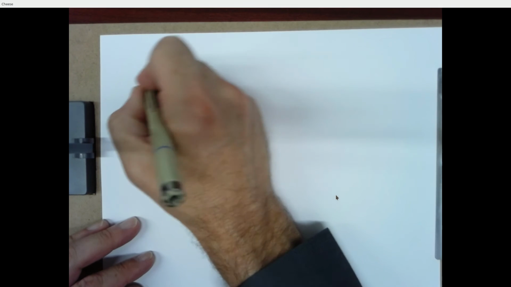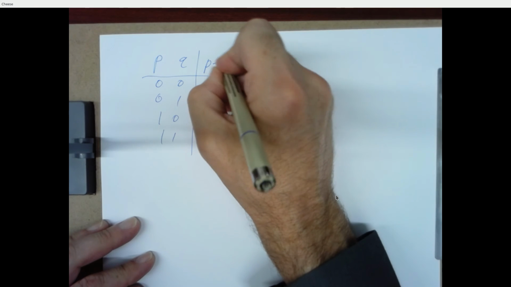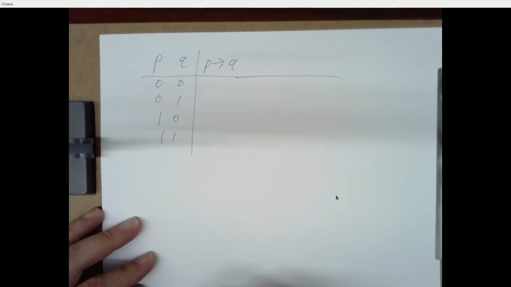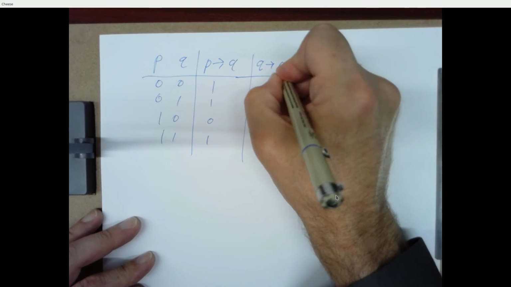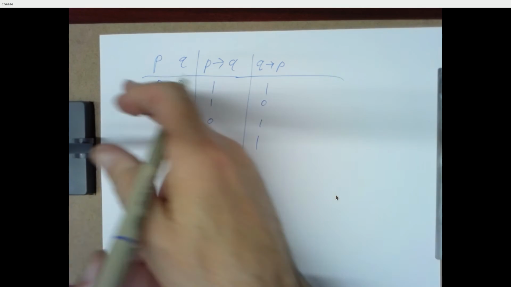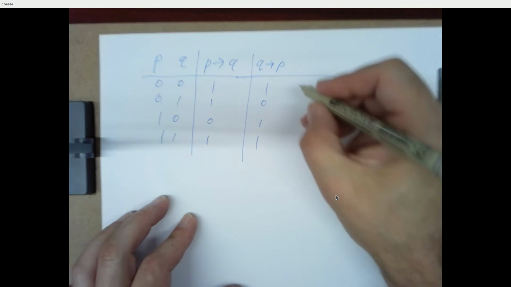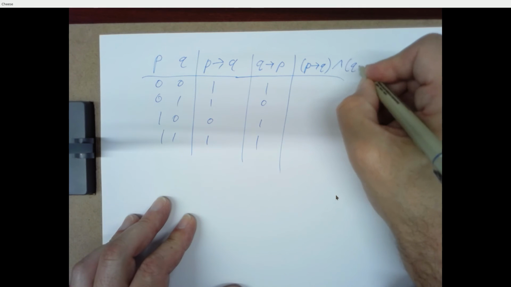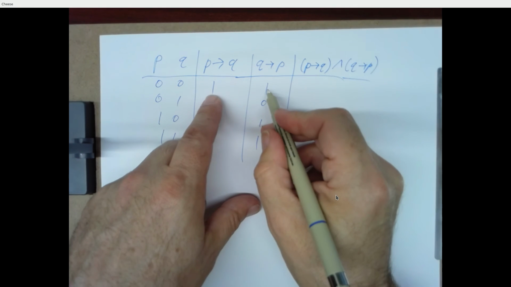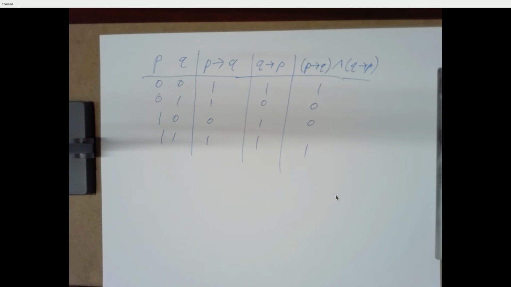And to write the truth table for that, we can write the truth table for if P then Q. And then we can write the truth table for if Q then P. And you have to flip these around in your head, but basically this fails only when Q is true and P is false. And then we can write the truth table for the conjunction of those. And it's just an AND operation between these two columns. That's your 1, 0, 0, 1, which was what everybody came up with.